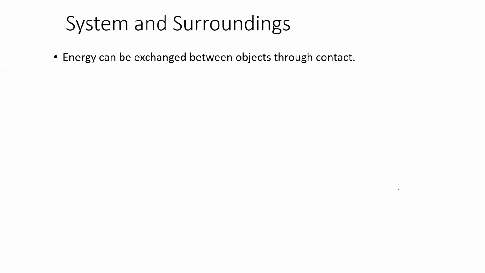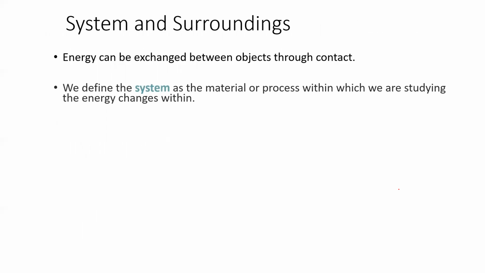So energy can be exchanged, as we said, between objects through contact. We define the system as what we're observing. So we typically pick one thing to look at, observe it, and then we look at the changes in energy within that system. So an internal energy. So typically when we refer to systems, we are referring to the reaction that we're observing in chemistry.